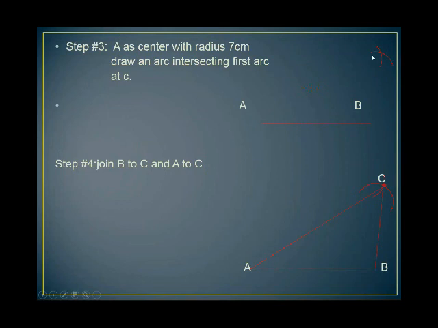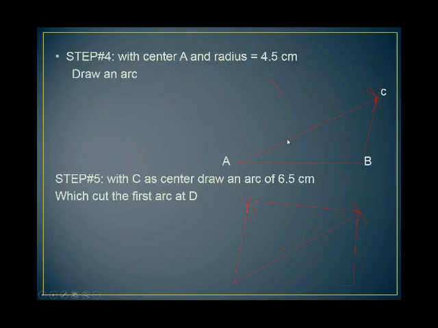Okay, and that's how we get point C, and we join that point with A. Now with center A and radius 4.5 centimeter, we draw another arc, and taking C as a center, we again draw an arc, and that's how we get the other point D. And now ABCD is the required parallelogram.